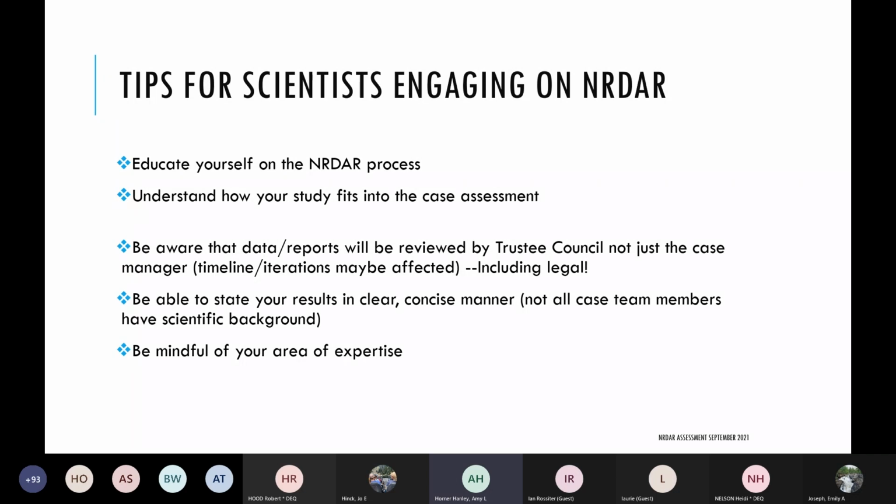So in the NRDA world, my advice to scientists is always: tell me what the results say. When you look at these charts and this data, tell me what you think it says as it pertains to the question that we asked you. Is there a toxic effect? Was there a reduction in biomass?